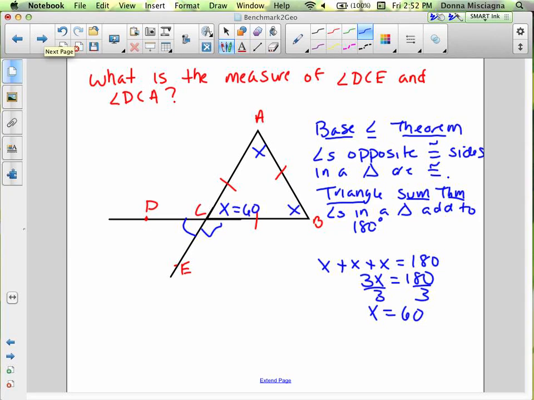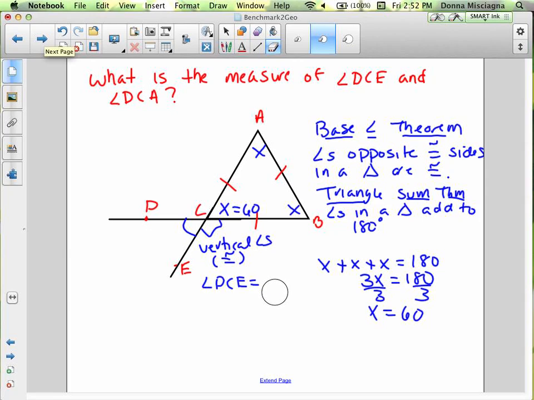Well, these two are vertical angles, and we know that they are always congruent. So angle DCE is equal to 60 degrees. And you could solve this angle here, angle DCA, technically in about 3 different ways.